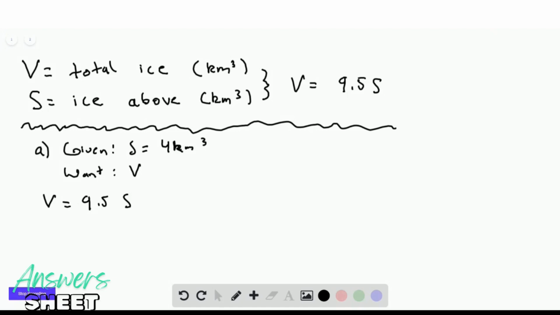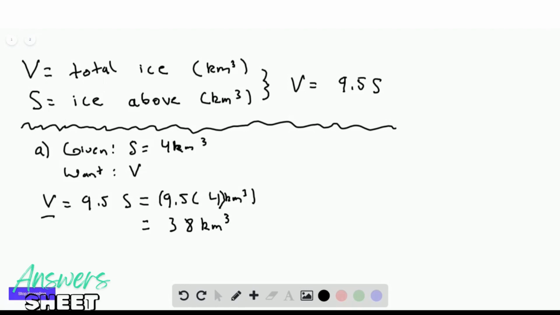So for here, it's just a pretty simple substitution. Because we have that S is exactly 4 kilometers cubed, whenever we see an S, we can just replace it with 4 kilometers cubed and go through and calculate what the actual answer is. Units are multiplied in the same way that variables and numbers are. So actually, we're going to group these two together and multiply them. And we have 9.5 times 4 is 38. And then we tack on the units at the end, which is kilometers cubed.